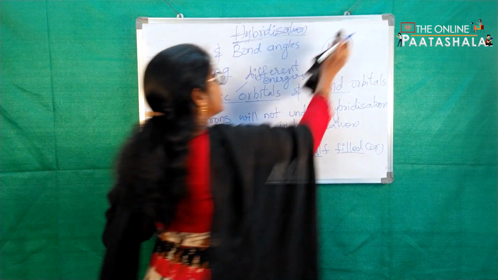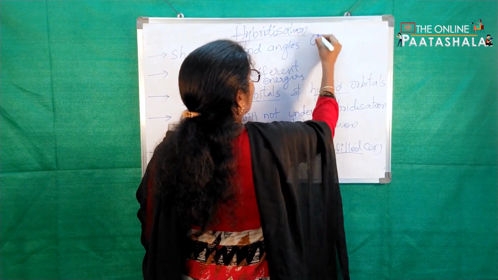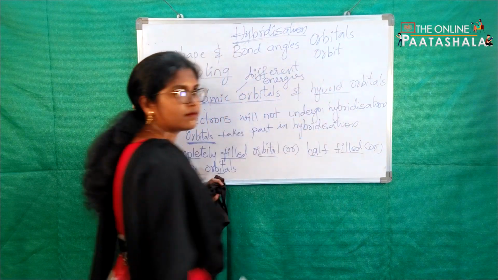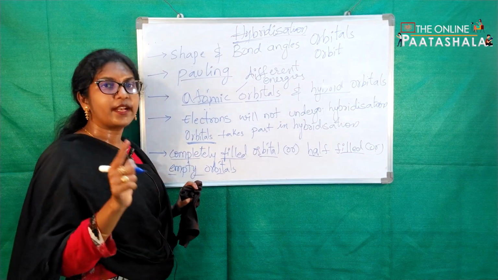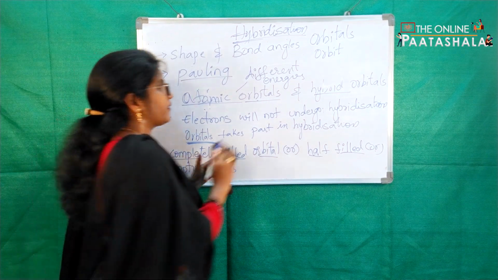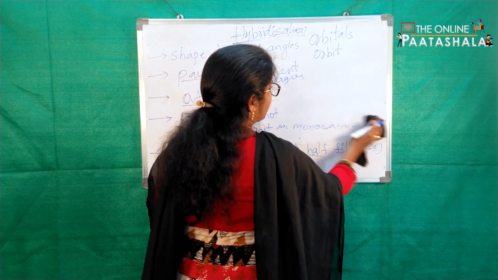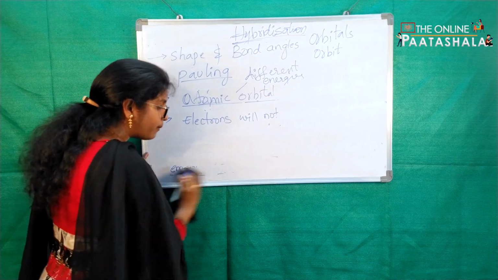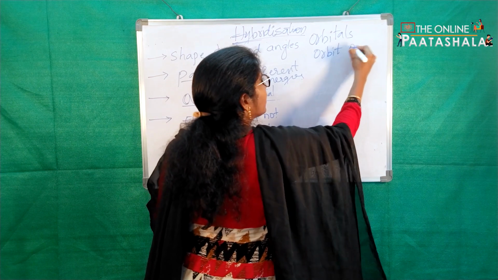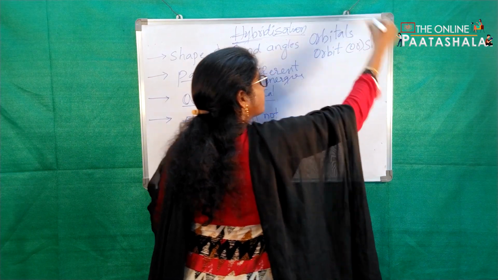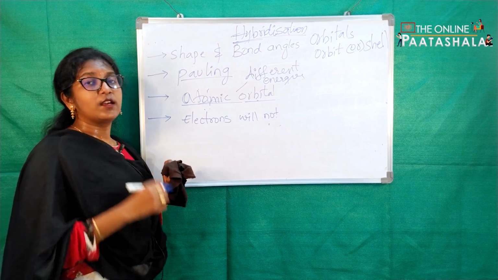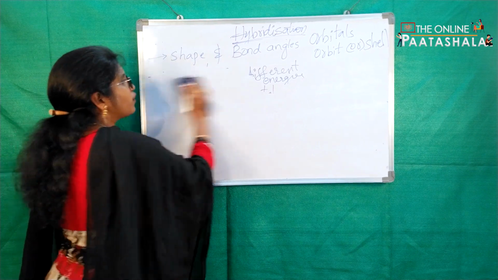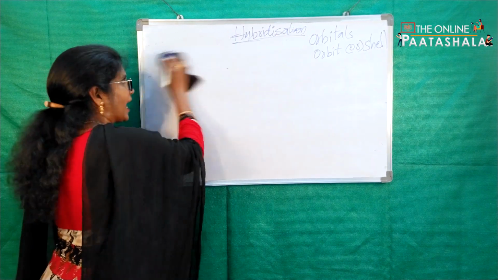There is a difference between orbital and orbit. Orbital is different and orbit is different. Don't confuse orbital and orbit. Orbit, you can also call it a shell. Understood? These are a few points which you need to know before going into hybridization.